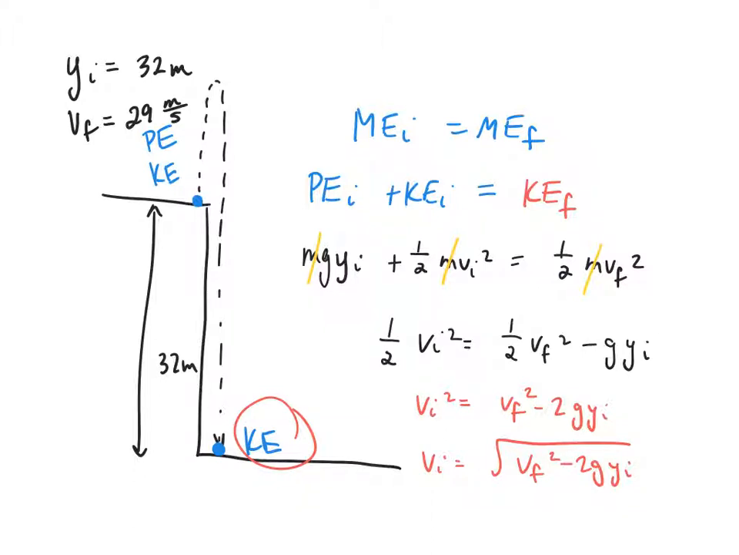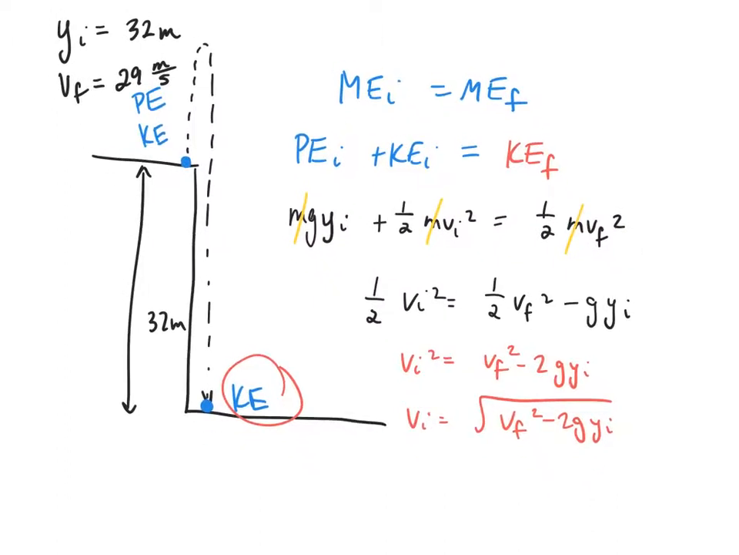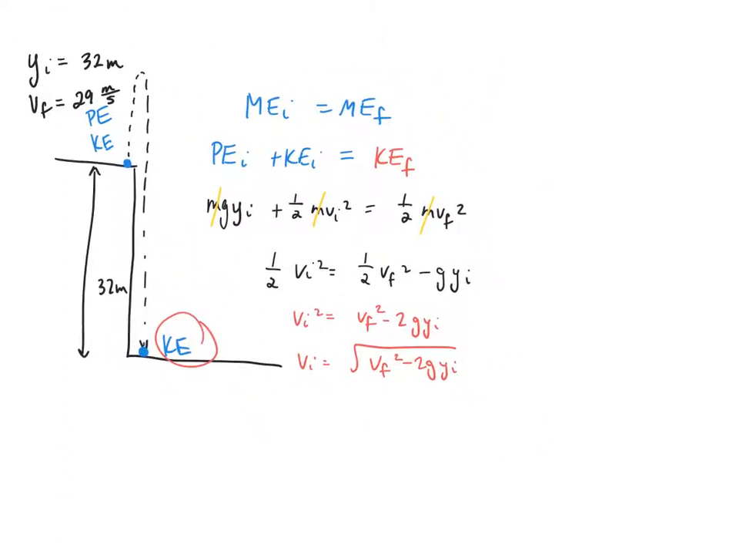This is the same exact equation you would get if you used, instead of energy, kinematics from last chapter, or a couple chapters back. I'll do it in yellow on the side. You could have used this. Right? And then solve this for VI.